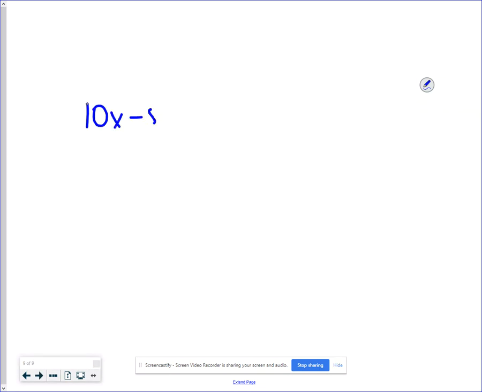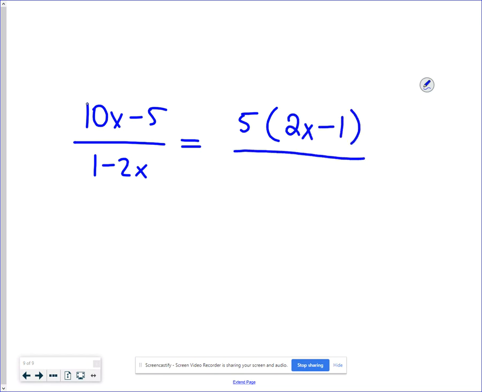10x minus 5 over 1 minus 2x. I want to simplify this. Well, the first step to simplify is to factor both your numerator and your denominator. So on top, we can factor out a 5. If we pull out a 5, we'll get 5 times the quantity 2x minus 1. On the bottom, 1 minus 2x has no GCF, so you can just pull out a 1, and you get 1 times 1 minus 2x.